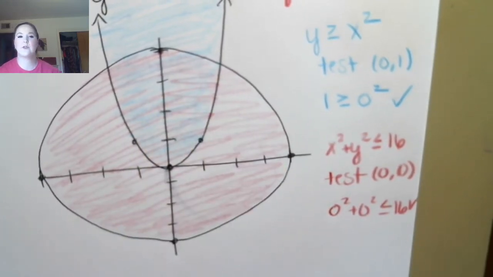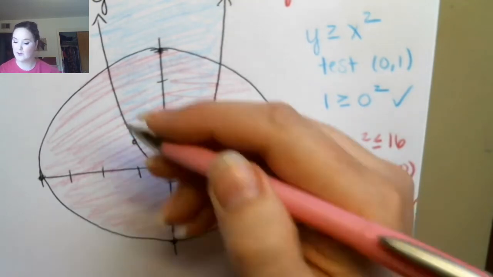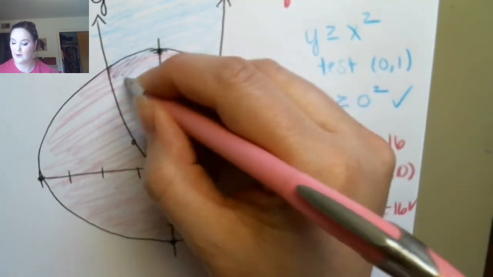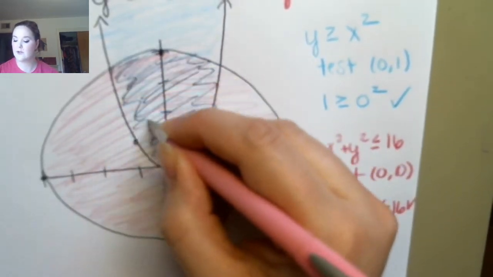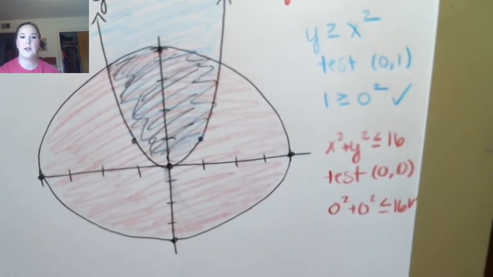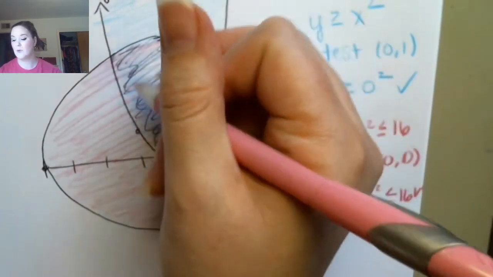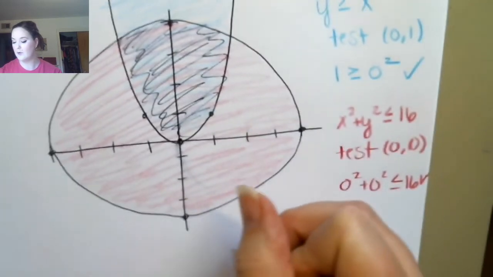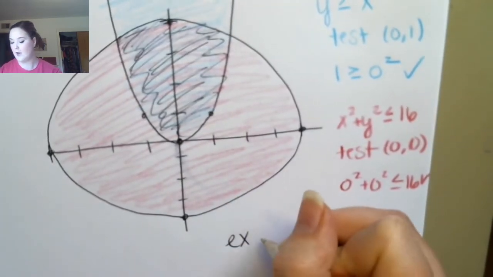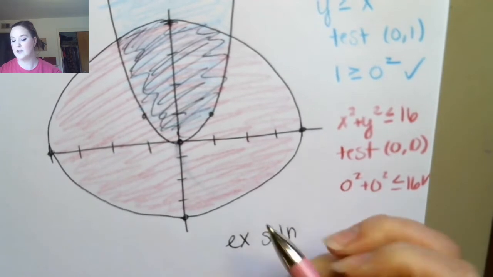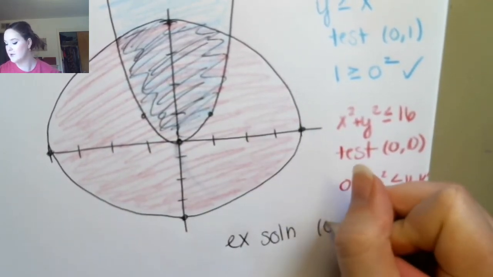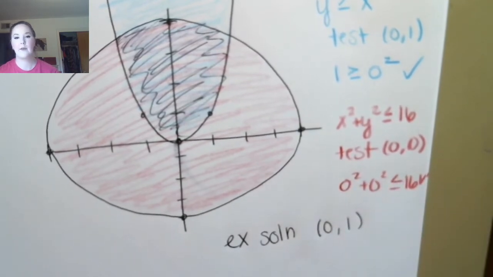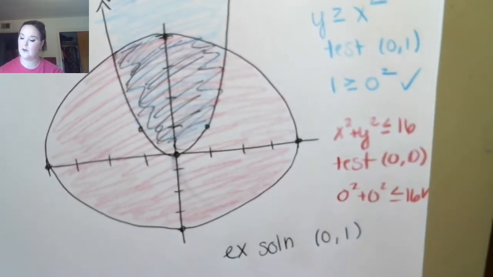Now, the solution for the system, remember, is the place where those overlap. So for this example, you can see that they're going to overlap right in here. So this is my solution region, this part here. And I'm going to give one of those points that I can see in here as my example solution. I'm just going to pick any point in my solution region. So for example, I'll pick the point 0, 1.